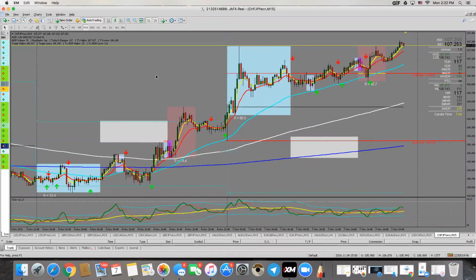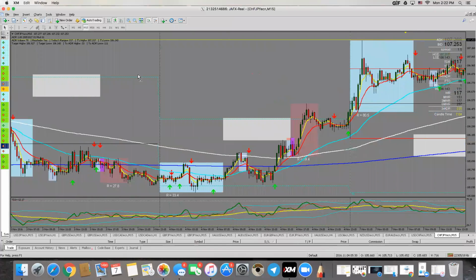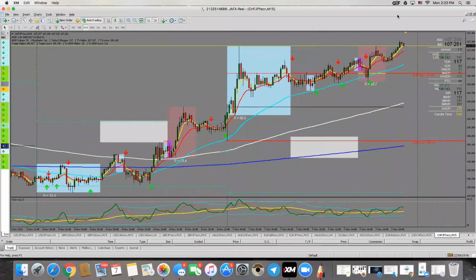Next. So we have a couple of indicators on here, which I'm going to describe the best way I can. The first one would be the ADR. The ADR stands for the average daily range. That's what the market maker moves and is anticipated to move for the day.